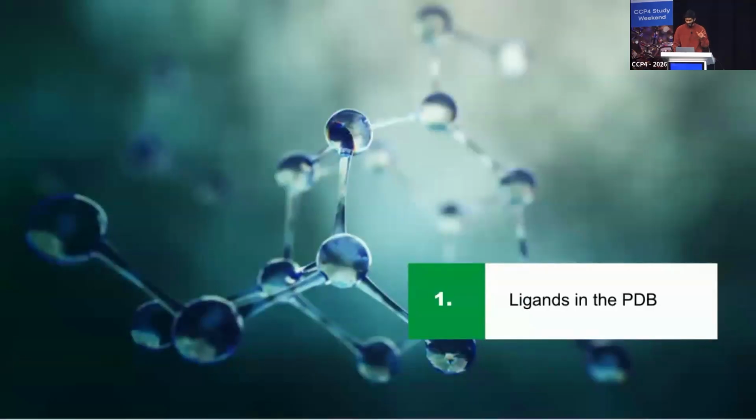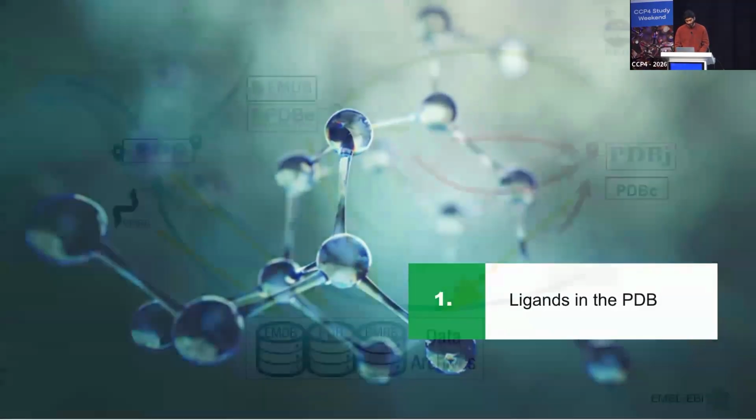So before beginning that, what do we mean by ligands in the PDB? How is the representation of ligands done in PDB? How is the curation done in PDB? It will give you an idea of how to look at the data. So I thought it good to just give an introduction on that.